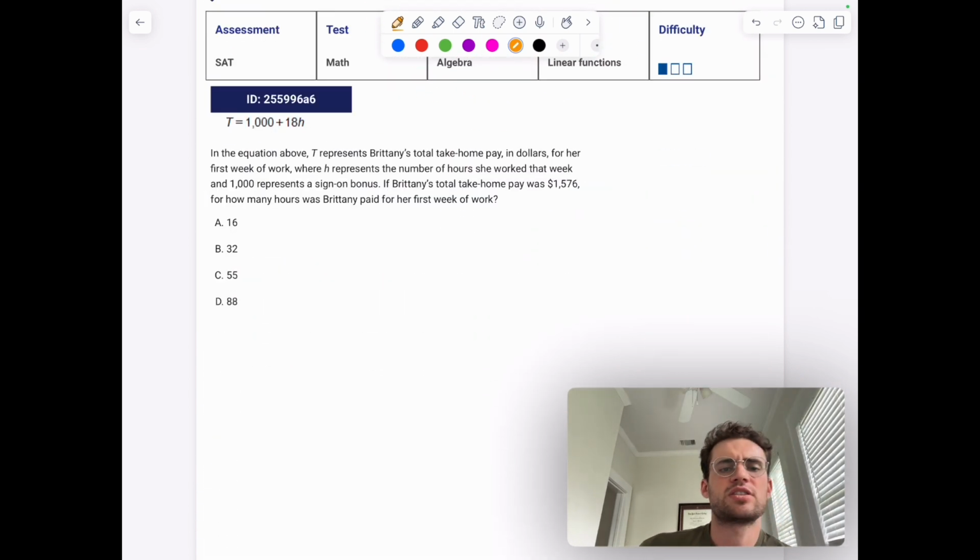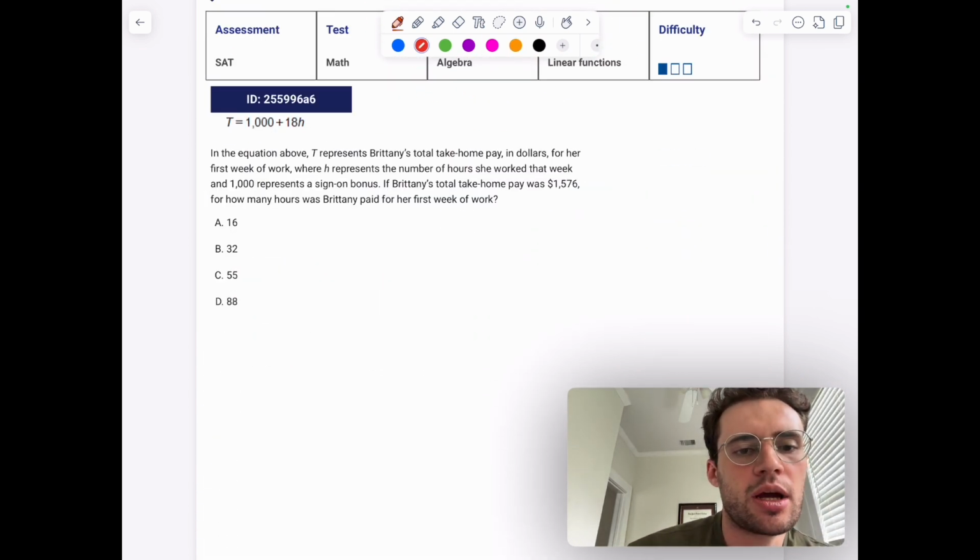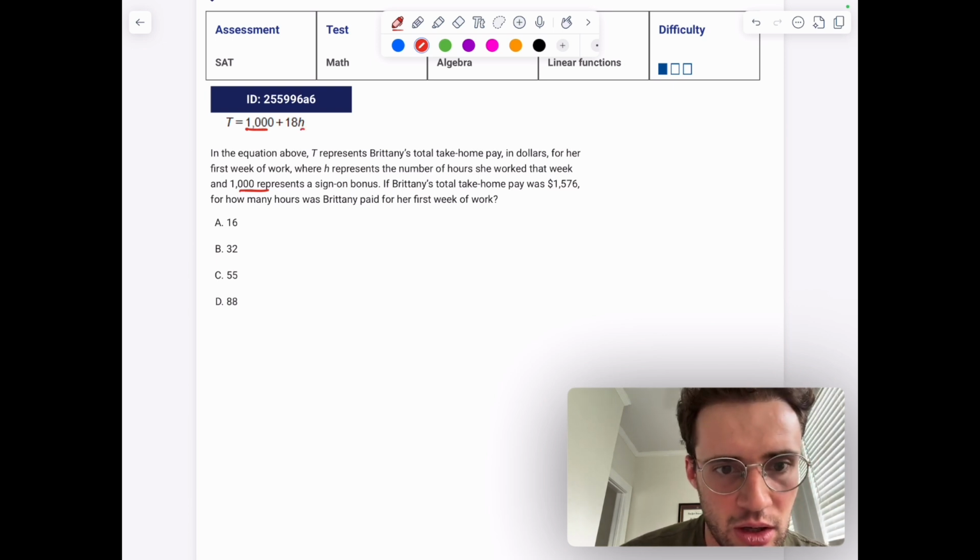T equals 1,000 plus 18h. In the equation above, T represents Brittany's total take-home pay in dollars for her first week of work, where h represents the number of hours she worked that week, and 1,000 represents a sign-on bonus. So she gets the 1,000 no matter what, and then h is the number of hours worked. You're multiplying that by 18, which seems to be the pay per hour. If Brittany's total take-home pay was $1,576, for how many hours was Brittany paid for her first week of work?